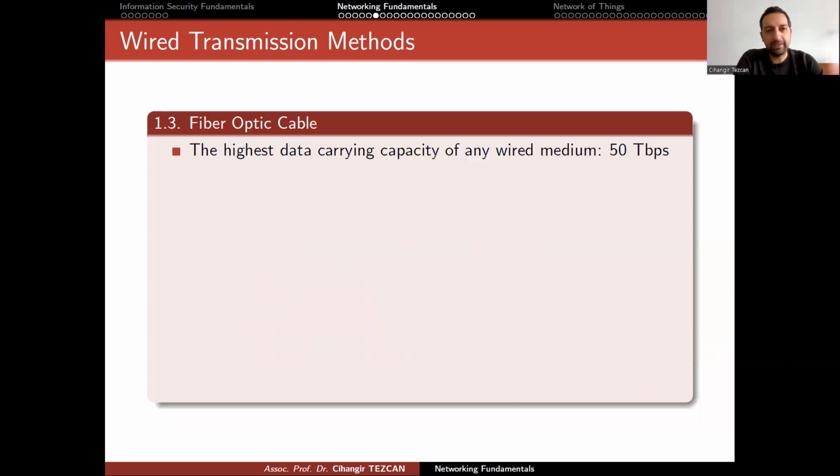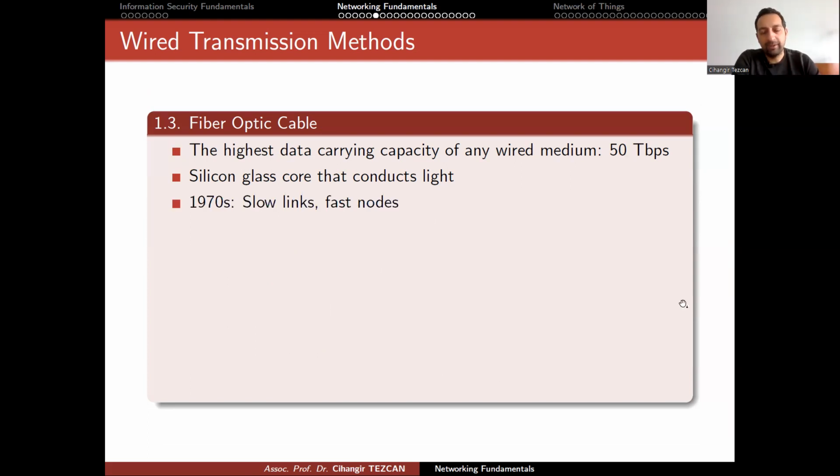So the popular ones now are fiber optic cables. The highest data carrying capacity of any wired medium is around 50 terabits per second. I'm talking about fiber optic cables here. A silicon glass core that conducts light. Actually, you are now communicating using light.